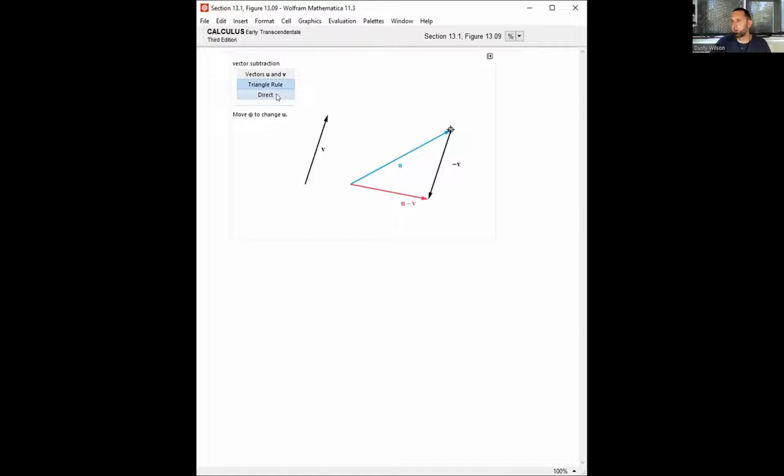I think there's a mistake in this animation. Interesting. So let's stick with this triangle rule or the parallelogram rule, where you go along the u and then from the tip, go the opposite direction of the v. So let's stick with that direct approach, or that triangle approach or the parallelogram approach.